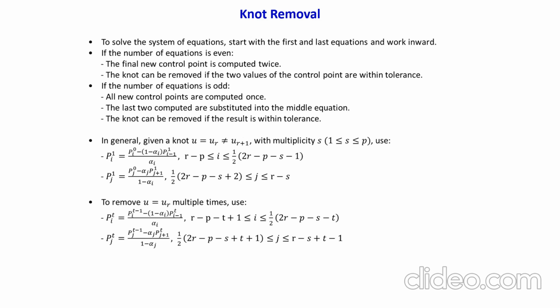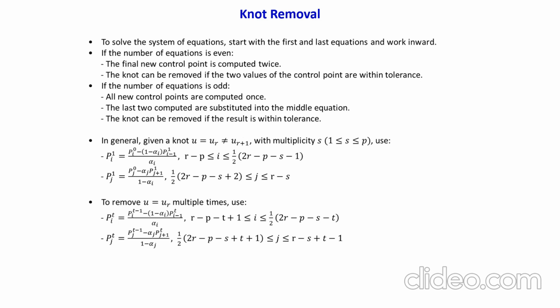If the number of equations is even, such was the case for the second derivative, then the final new control point is computed twice. A knot can be removed if the two control point values are within a meaningful tolerance of the old control point on the left-hand side of the equation. Conversely, if the number of equations is odd, then the control points are all computed only once, and the last two are substituted into the middle equation.